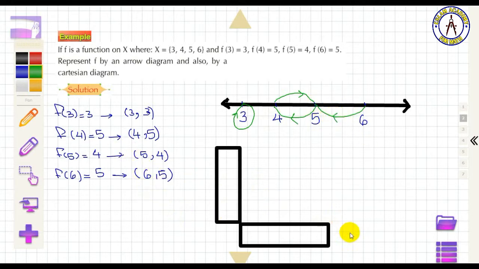To represent by Cartesian diagram, that's x and that's x. Write the elements of x, 3, 4, 5, 6, on both axes. The first ordered pair 3 and 3, the second 4 and 5, the third 5 and 4, the next is 6 and 5.